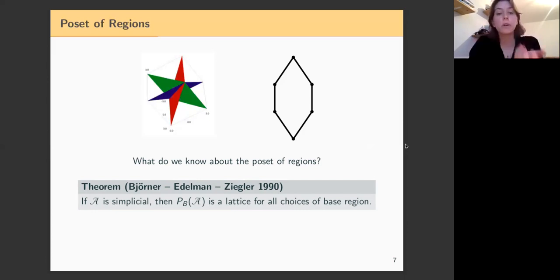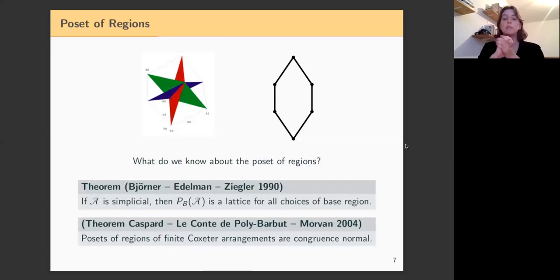You can know other things for simplicial arrangements, like that the lattice of regions is semi-distributive. But again, touching on the specialness of the Coxeter case, for Coxeter arrangements, which if you don't know what that is, it's a nice subfamily of simplicial arrangements whose symmetries are really interesting. I should have a better explanation than that, but they're a really special subfamily of simplicial arrangements. It turns out that the posets of regions of finite Coxeter arrangements are always congruence normal. This is a result from 2004.